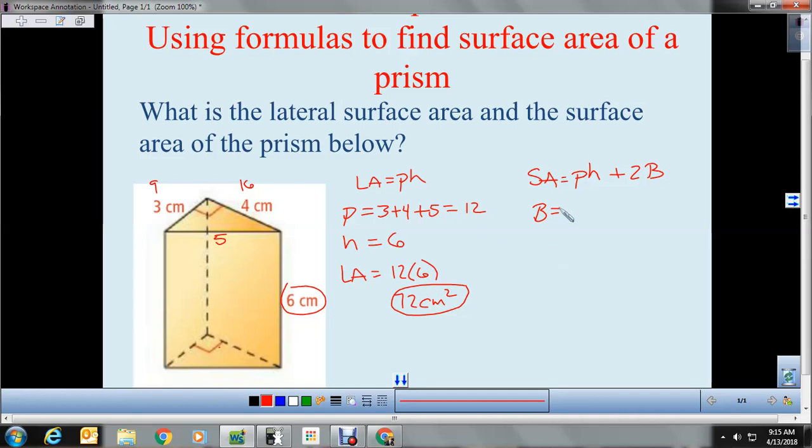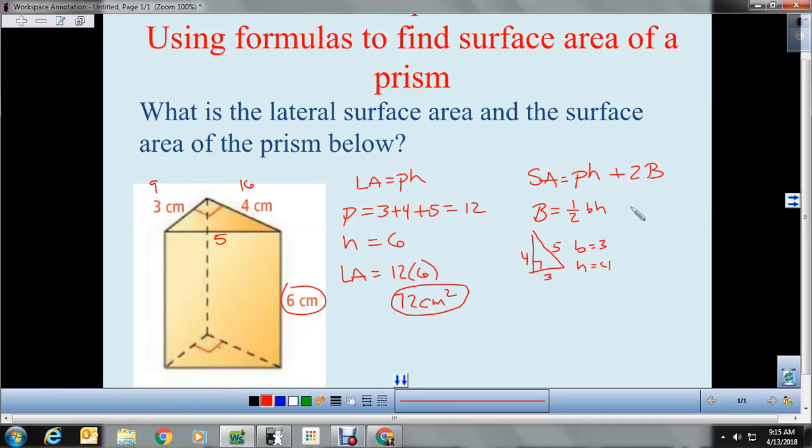Well, the base is a triangle, which means that we're going to be using 1/2 base times height. Now, the base times height is not the height of the prism. It is looking at our triangular face. So if we look at our triangle here, we have 3 on one side, 4 on the other, and 5 is the hypotenuse. So in this case, our base is 3, height is 4.